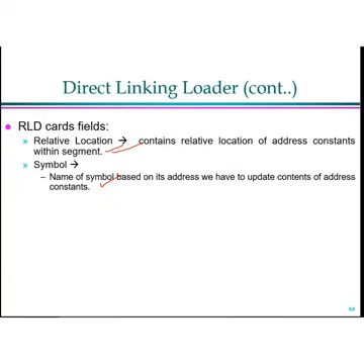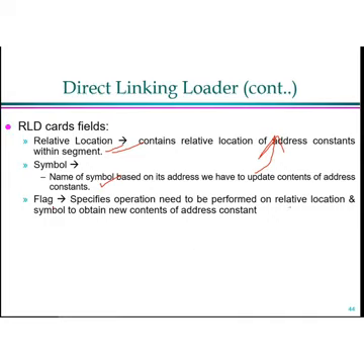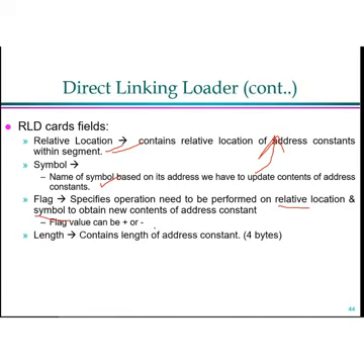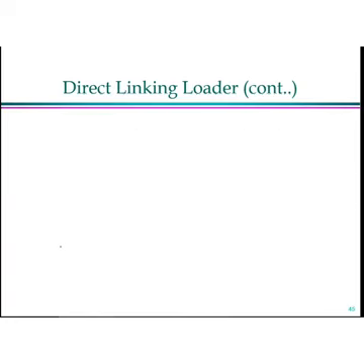Symbol is the name of a symbol whose address we are going to use to update all these address dependent constants whose address is given by your relative locations. And the flag value will tell whether your relative location and the symbol values are added, subtracted, or what else. So how to adjust? It can be either plus or minus, based on your situation. And the last one is the length field. The length field is the length of that constant value, whatever relative address you are going to update. And as you know, in relocating loaders, all the address fields or instruction fields are of 4 bytes. So the length will be 4 bytes here. Okay.